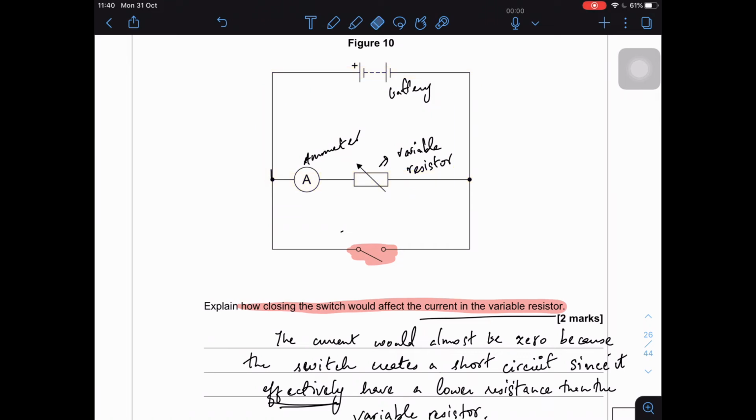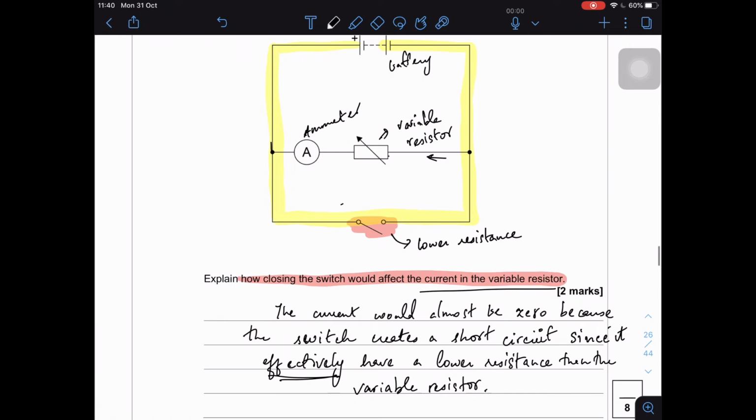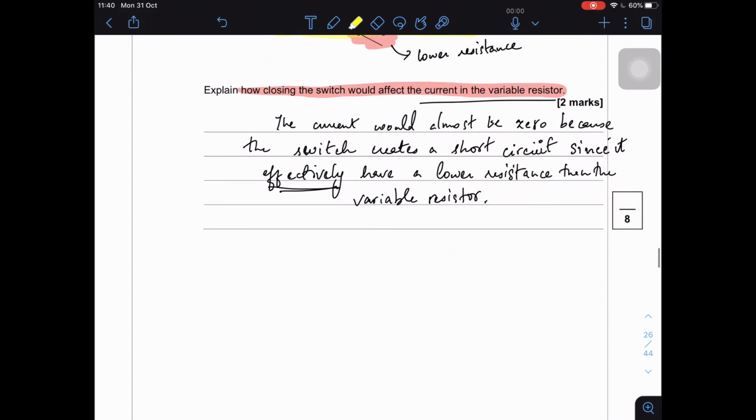Now suddenly you put the switch on, and the current will start flowing this way. Why? Because the switch has lower resistance here. There isn't much stopping it, whereas the variable resistor has lots of resistance. The current prefers to go through this way rather than this way. So when the switch is on, there is almost no current going through this part. So that's what this answer means.